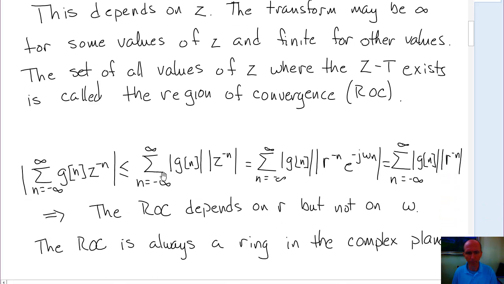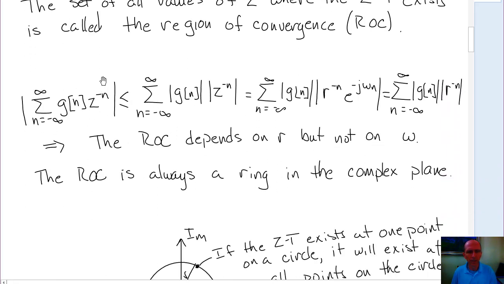Now, let's look at something. Again, we want to find the values where this is finite. If we write the magnitude, we know that the magnitude of the sum is less than or equal to the sum of the magnitudes, which we could write like this. Now, writing z in polar form, we separate the r and the e to the j omega. We know that the magnitude of e to the j omega n is always equal to 1, no matter what omega or n is. Since this is always 1, we can eliminate it, and we can write this as the summation of the magnitude of g of n times r to the minus n.